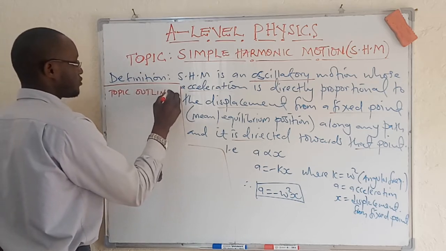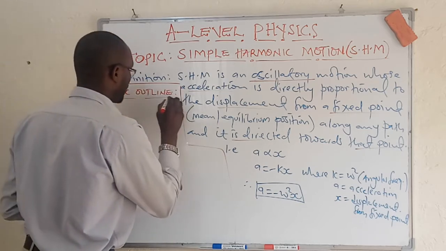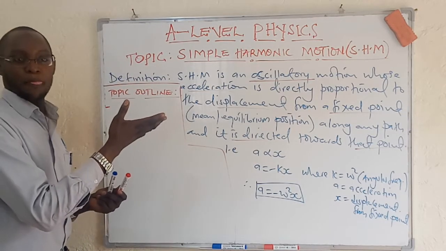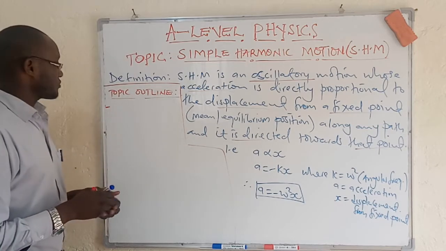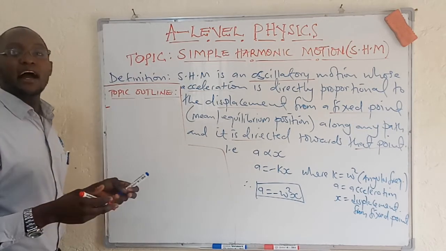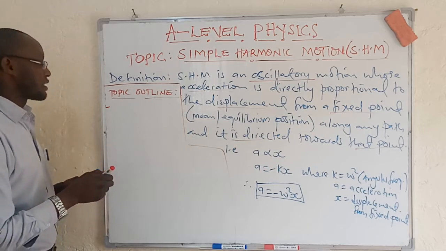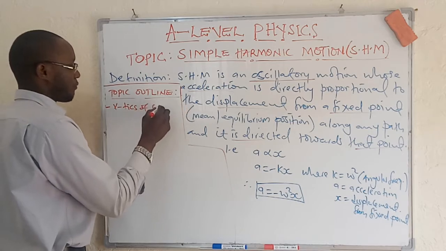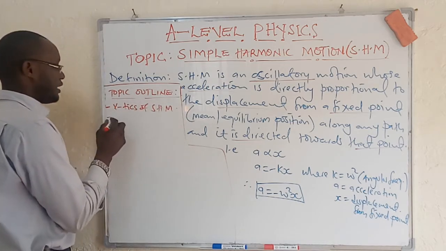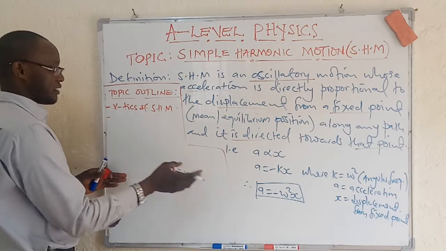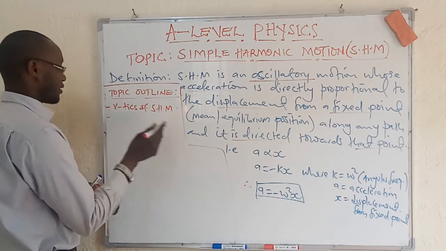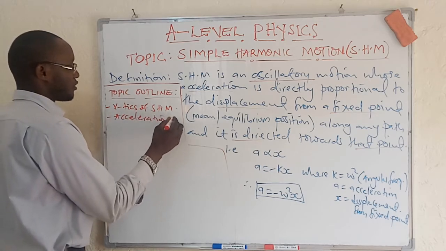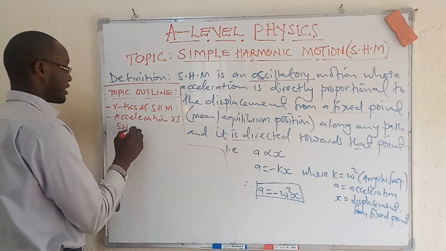The topic outline. So, dear viewers, we are going to talk about definition. We have already finished it. Now, we are going to talk about, first of all, the characteristics of simple harmonic motion. Then we are going to talk generally on the acceleration, which we have already done. So acceleration of a simple harmonic motion.